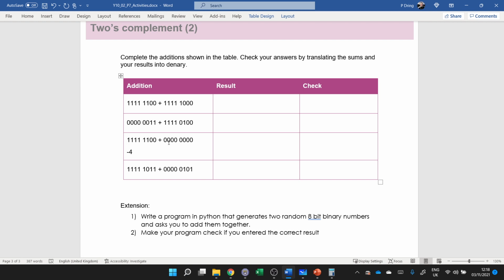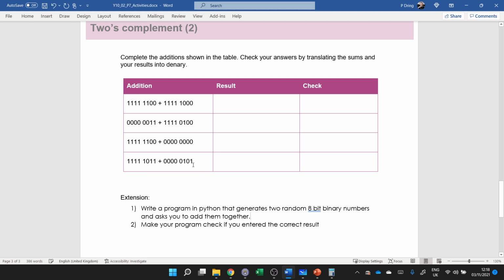I put an extension on here too, in case you finish in good time. Have a go at writing a program that generates 2 random 8-bit numbers like these and gets the user to type them in. And if you get far enough, try and get Python to do the conversion for you and check and see if you get it right. It's pretty challenging, not expecting you to finish it, but do have a go and make sure you copy and paste your code in before you upload it. It's not the end of the lesson at the moment, but at the end of the lesson, please make sure this is saved and uploaded onto Half Term 2 binary, denary, and hex.